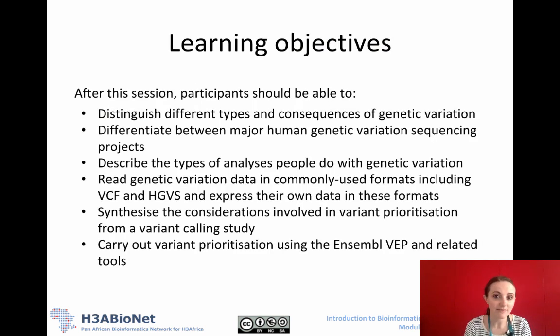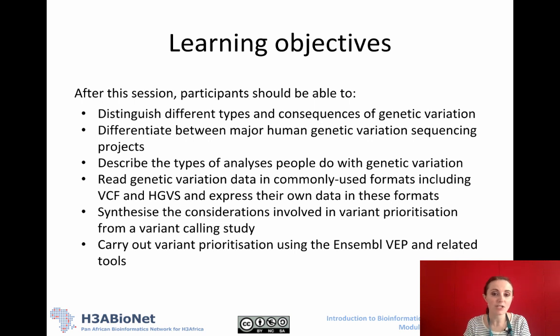So the learning objectives for today's session. At the end of this, you should be able to distinguish different types and consequences of genetic variation. You should be able to differentiate between major human genetic variation sequencing projects. You should be able to describe the types of analyses that people do with genetic variation.